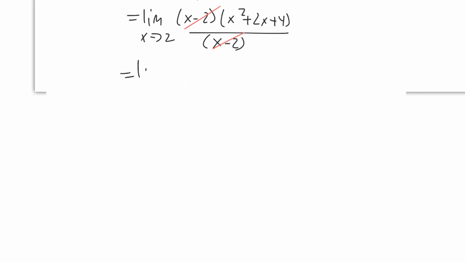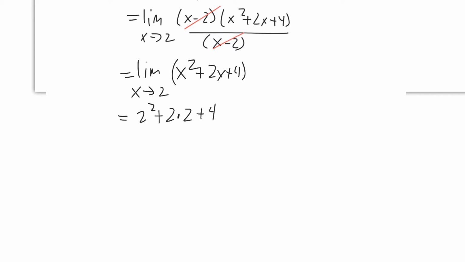And that's going to give me the limit as x approaches 2 of x squared plus 2x plus 4, which we can simply plug in as 2 squared plus 2 times 2 plus 4. So 4 plus 4 plus 4, which is 12. Now, you might not believe that this is indeed correct. What does this 12 represent? This should be the slope of the tangent line when x is 2.